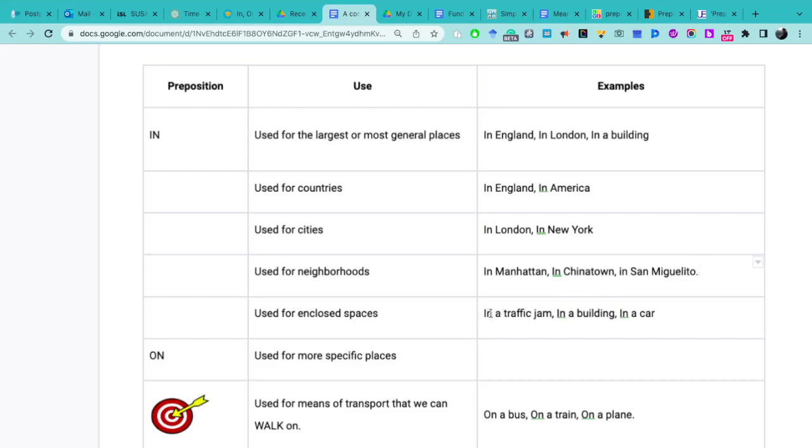Enclosed spaces, we use in: in a traffic jam, in a building, in a car. Why is it an enclosed place? Because we cannot walk, we cannot move, we just remain seated. And in a building we can walk, yes, but it's an enclosed place. In a traffic jam, we cannot move. So those are enclosed spaces.